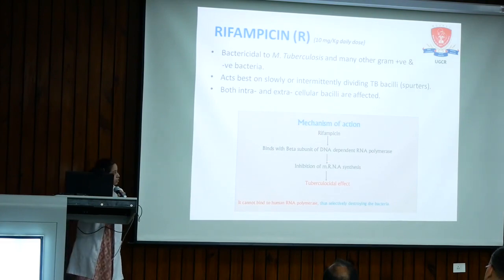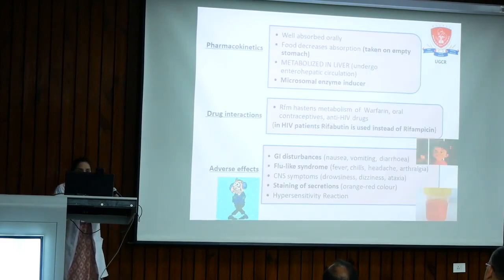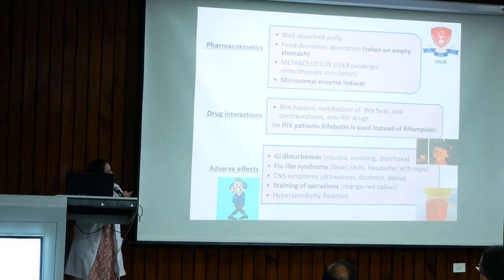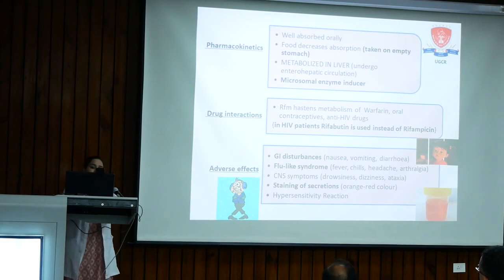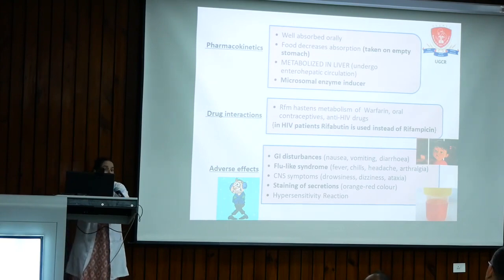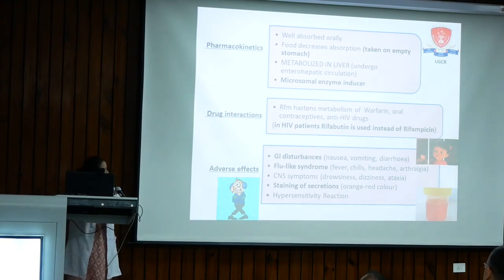The rpoB gene codes for this enzyme. If there is a mutation in that gene, then rifampicin-resistant tuberculosis is seen. Coming to the pharmacokinetics, rifampicin has to be taken on an empty stomach and undergoes enterohepatic circulation. It is a microsomal enzyme inducer, so it will hasten the metabolism of various drugs like warfarin, oral contraceptives, anti-HIV drugs. So in HIV patients, rifabutin is used instead of rifampicin as it has low enzyme inducing property.